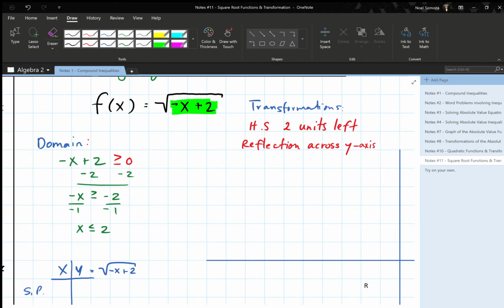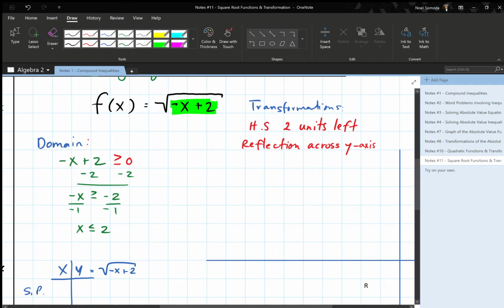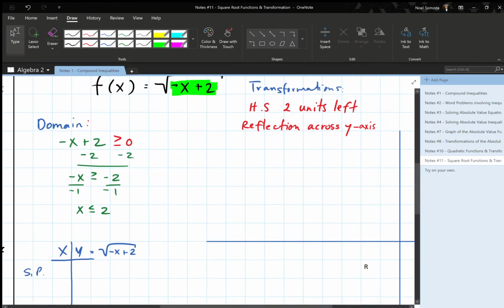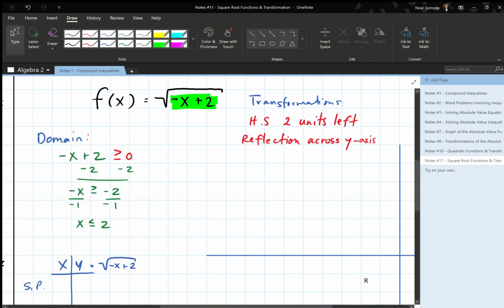Like I said before, just because you don't want negatives in here doesn't mean that you can't use negative inputs. The reason is that this negative out front of the function is going to help take care of those negative numbers, flip them back to positive. All right. So, using what we know about our transformation and our domain, what would my starting point be for this function?